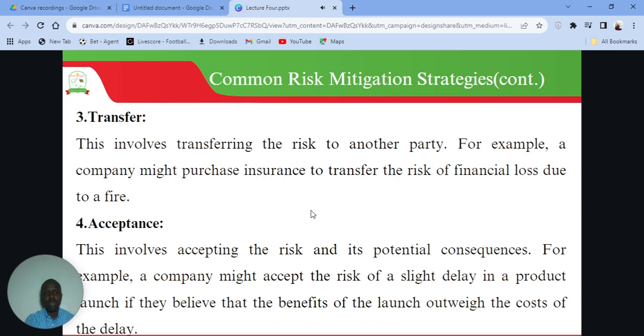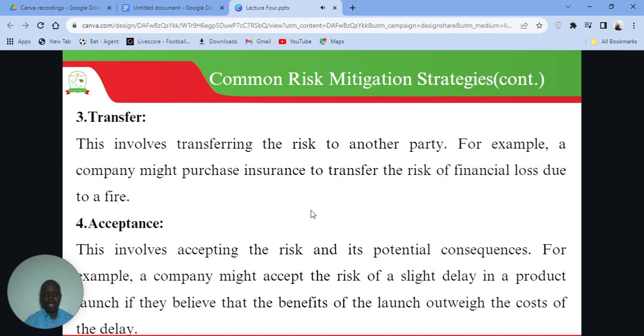Then we also have what we call transfer. It involves transferring the risk to another party. So a company, for example, might purchase insurance to transfer the risk of financial loss due to fire. That happens around the discussions in the insurance sector. When you get insurance for your car or your business, you are simply transferring the risk to the insurance company, so that in the likelihood of the risk happening, you will be compensated.